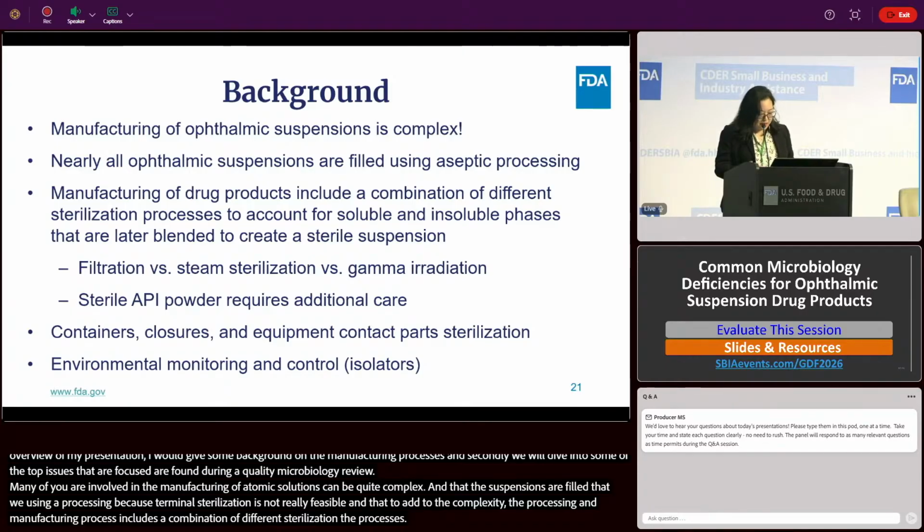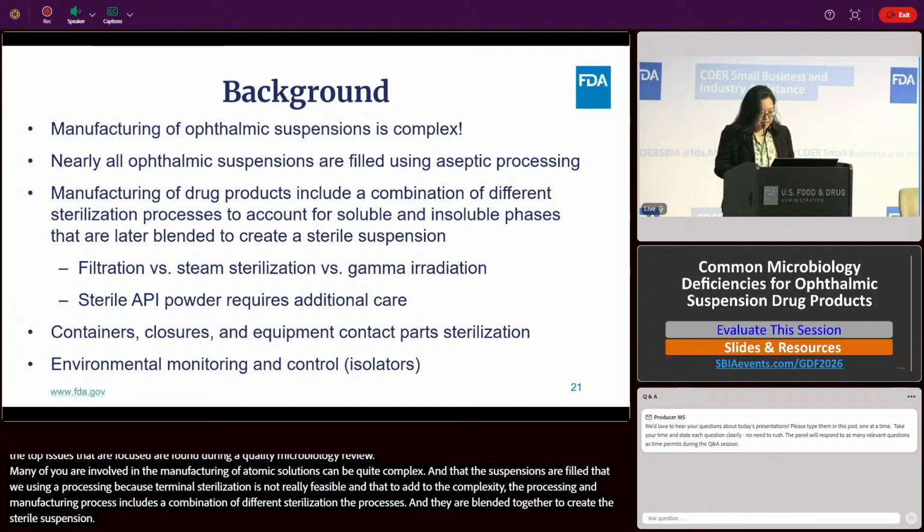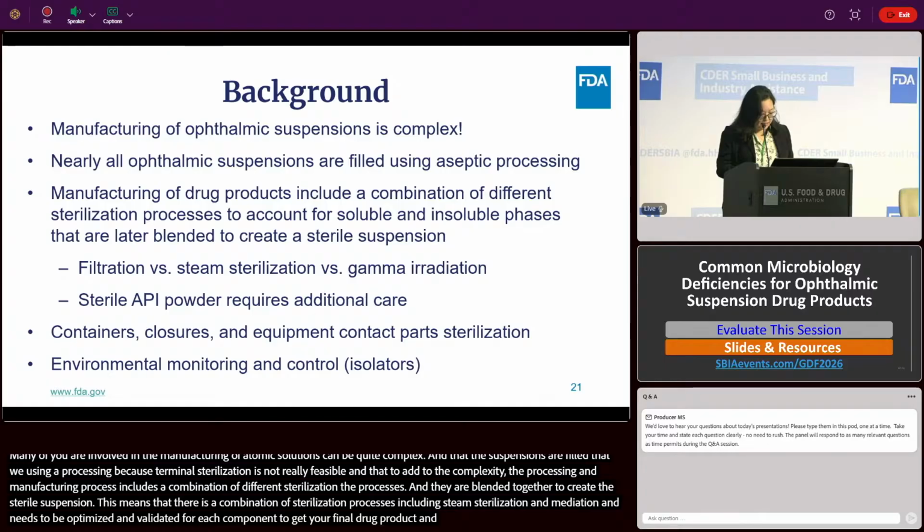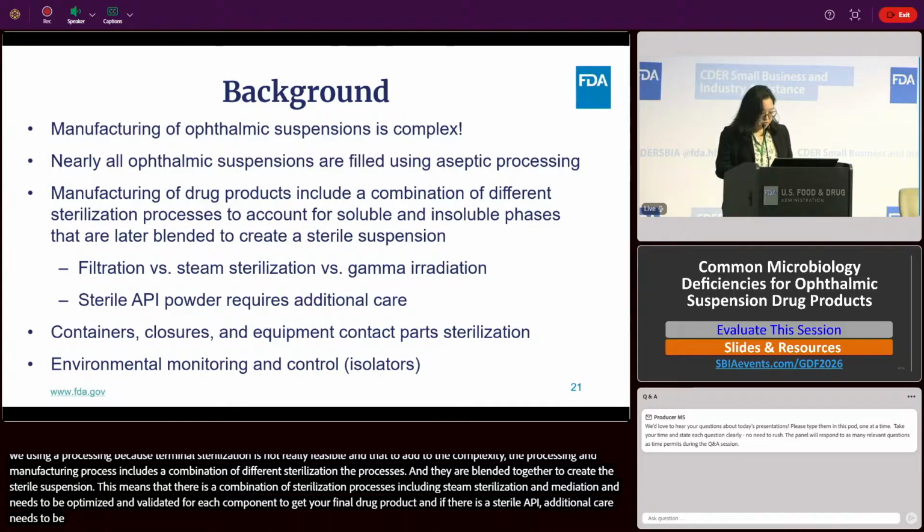This means that there's a combination of sterilization processes, including filtration, steam sterilization, and gamma radiation, that each need to be optimized and validated for each component in order to get your final drug product. In addition, if there's a sterile drug API, additional care needs to be given that the API powder might be exposed to the surrounding environment during powder addition.